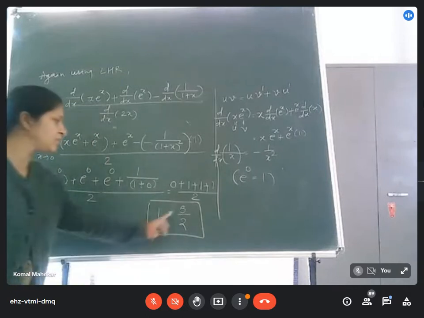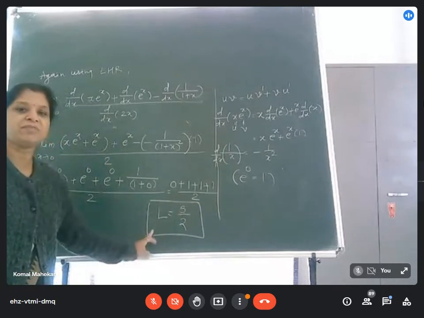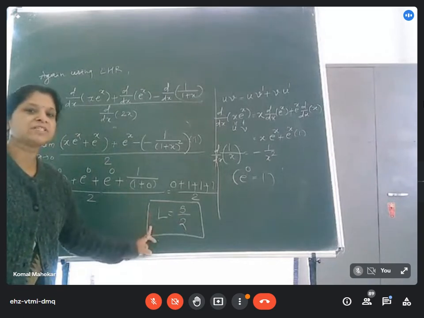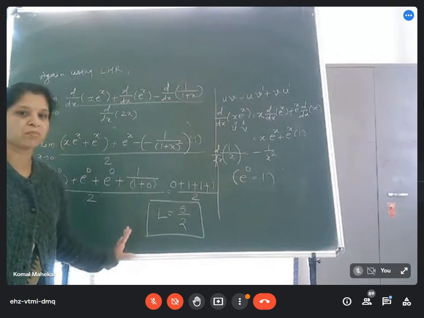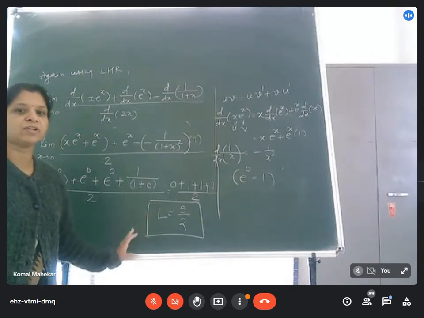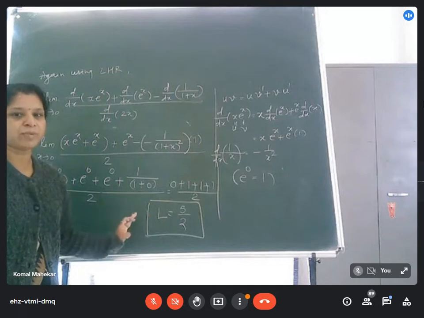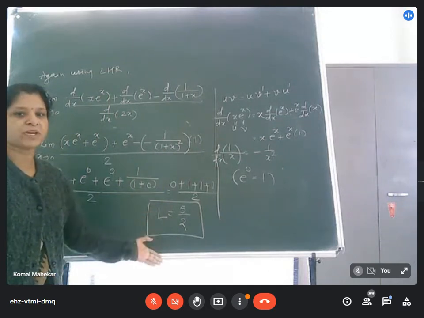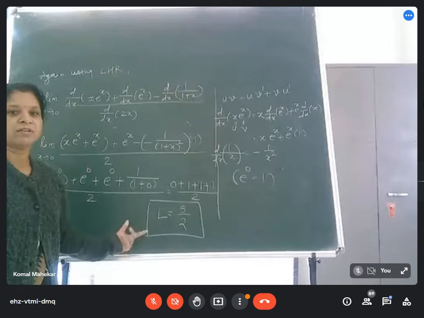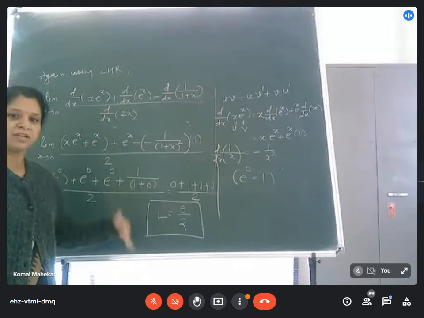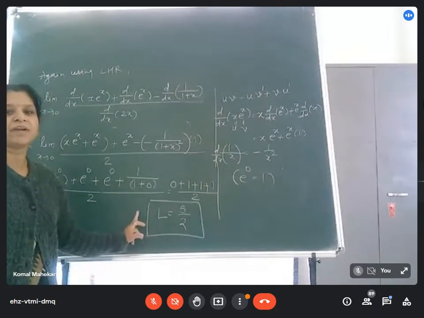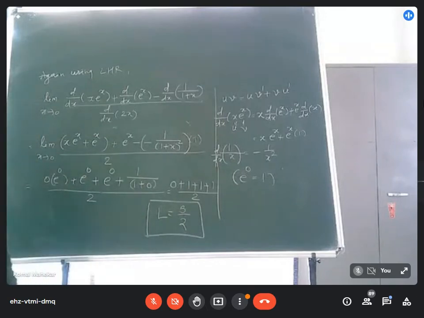So L is equal to 3 by 2. This is the limit which is a finite number. So this is the limit of the given example, which is in 0 by 0 form. So in this way we can evaluate the limit when the function is in 0 by 0 form. Applying L'Hospital rule, apply the limit. If in the derivative, after applying limit, it is still in 0 by 0 form, it is not finite, then use the same procedure till you get the finite limit. Okay? So in this way we can find out the limit.